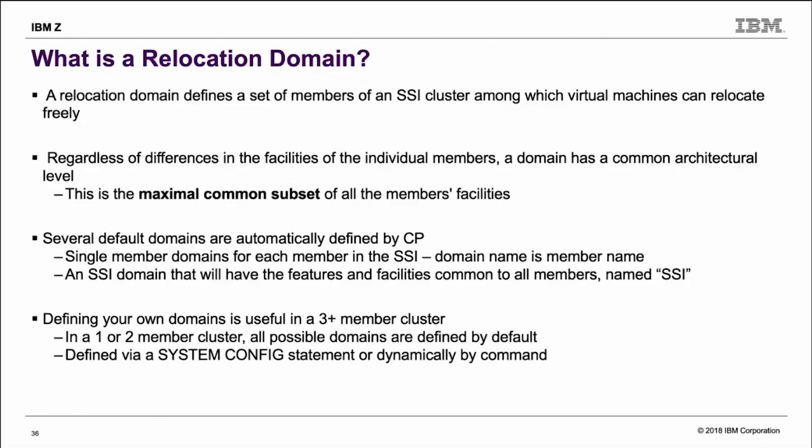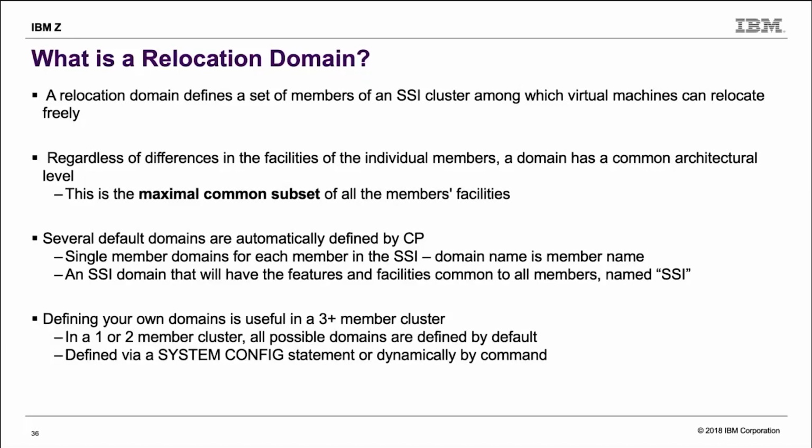The fun doesn't have to stop there. You can actually create for yourself any number of domains that you want, but they're really only useful in clusters with 3 or more members. If you only have a 1 or 2 member SSI, then you already have all the domains you could possibly define by default. So certainly if you don't have a 3 or more member cluster, don't even think about defining user domains, because if you do, you're just going to probably create some confusion and hassle in the long run.